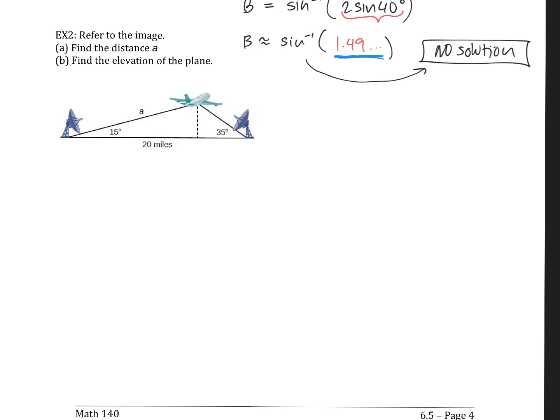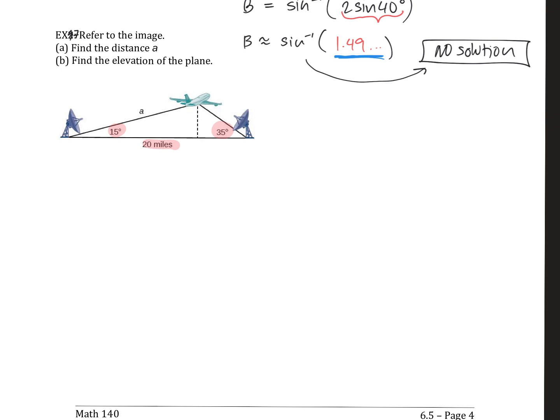Now let's look at, oh, that should be a 7. Example 7, refer to the image. Okay, so what do we know on the image? It looks like we have angle, side, angle. So this is not going to be the ambiguous case, so we don't have to worry about 1 solution, 2 solutions, or no solution. The possibility is 1 solution.